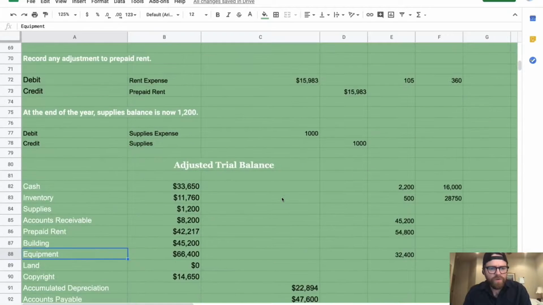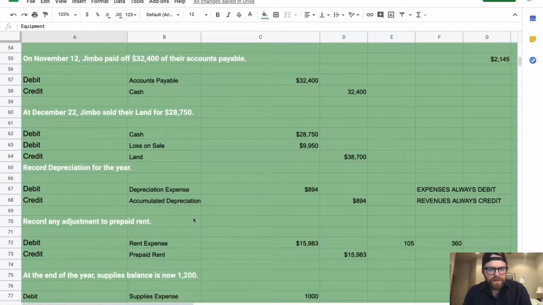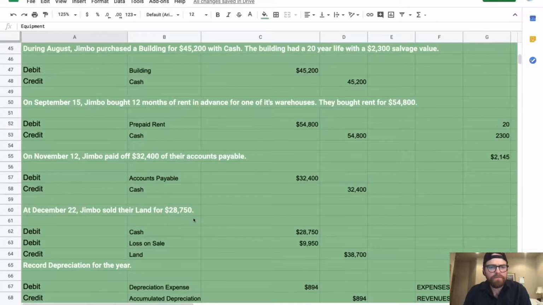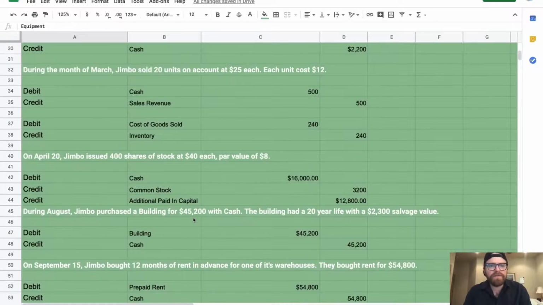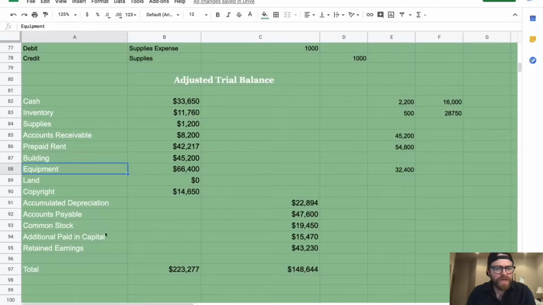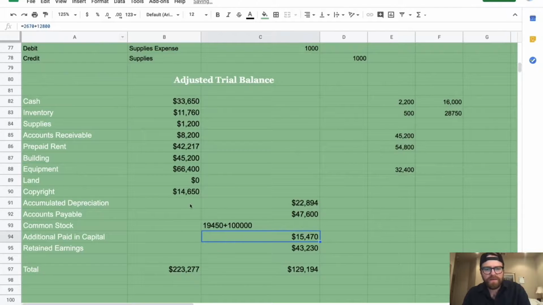Accounts payable, we have that down there. Accumulated depreciation, prepaid rent, we did that. Okay, great. I think that's everything. One more thing. We need to increase our common stock by 100,000. Remember, because I made that last entry there. Let's make sure I got that. Equals. There we go. Okay.